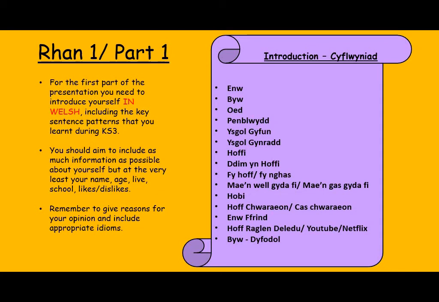But at the very least, your name, your age, where you live, what school you go to, likes and dislikes. And always remember to give reasons for your opinion. Also, you need to remember to include appropriate idioms and to vary your sentence patterns. If you don't manage to do this, you are not able to reach a level 5.